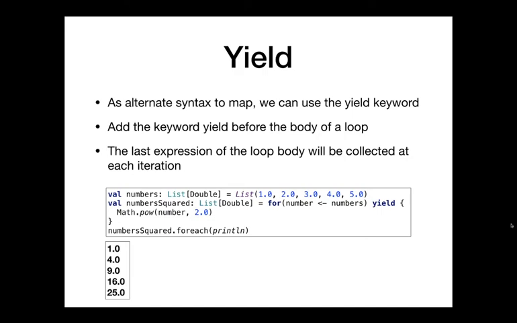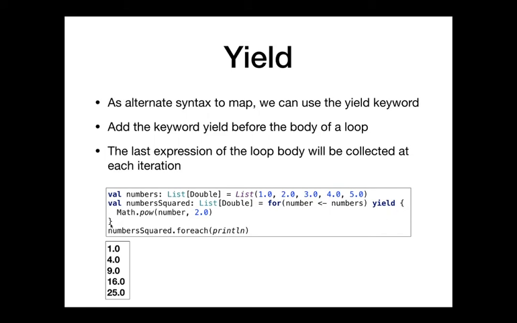Yield we saw on Friday. This actually does the same thing that map does. So yield, we set up our for loop just like we would any other for loop, but right before the body of the loop we put this keyword yield. That's going to tell Scala, hey, this loop, I don't just want to execute the body of this loop for each element. I want to collect the results into a data structure, and then I want you to return that data structure.